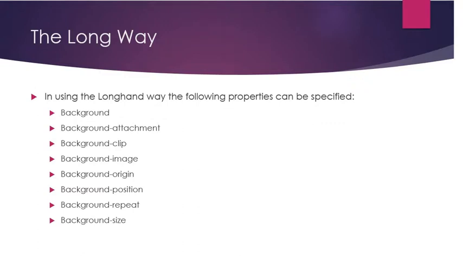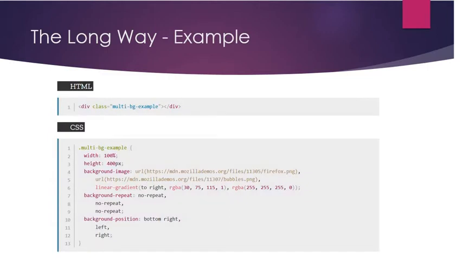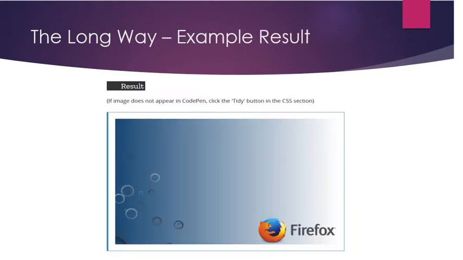For the long way, you can use multiple different properties and specify a variety of items. Mostly what I used was just the background image, the position, the repeating, and the size. The first example I found online I felt was quite helpful. They showed not just the image, but also the gradient, the repeat, and of course the position. So here's the end result of that. They have the background, and they've added the bubbles and then the Firefox logo in that bottom right hand corner.